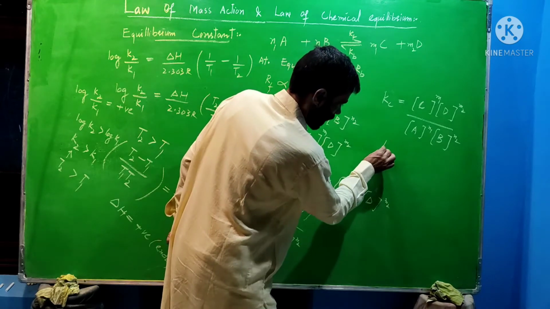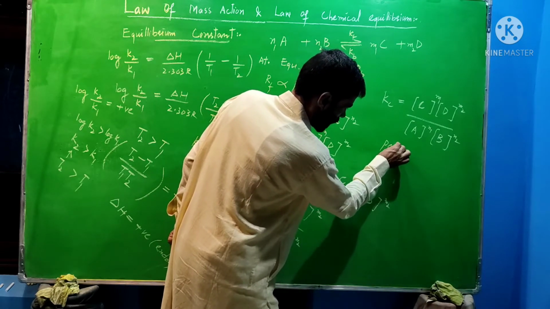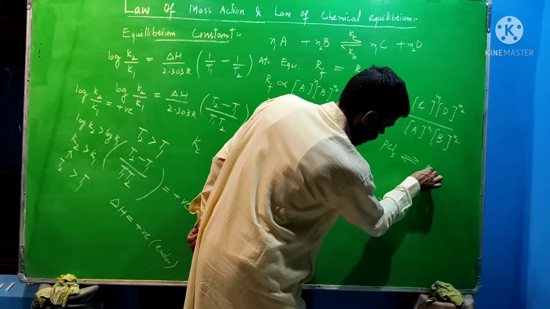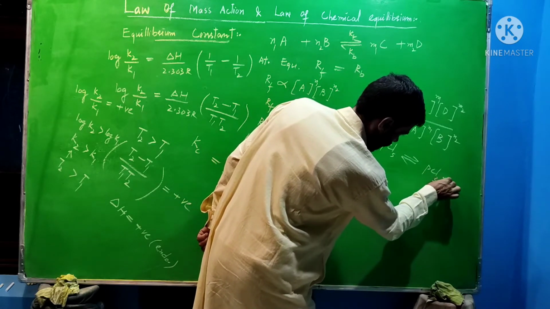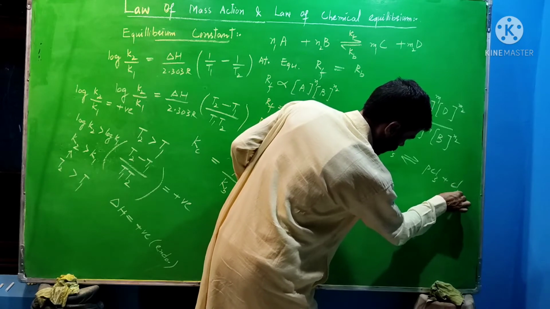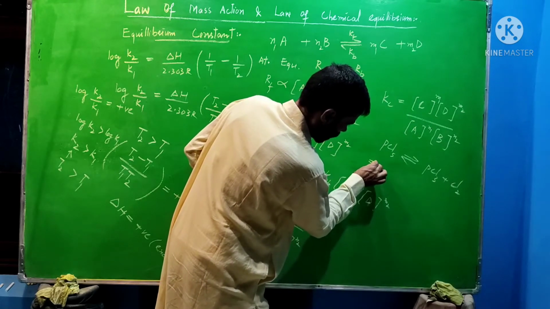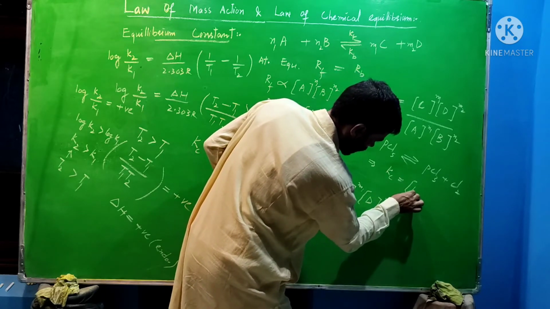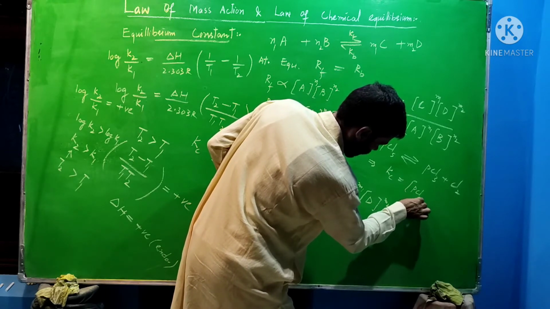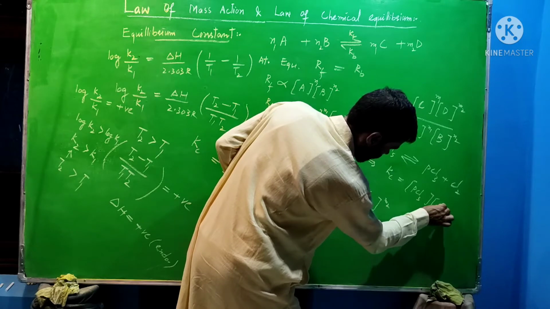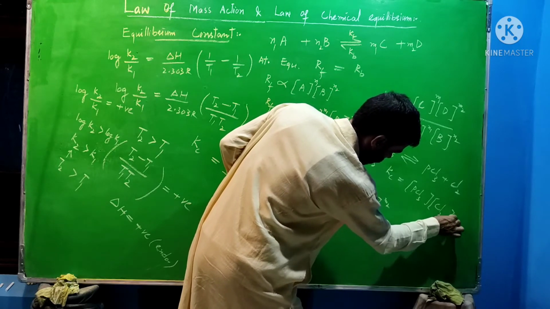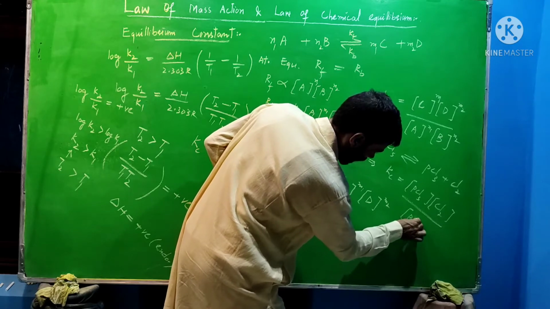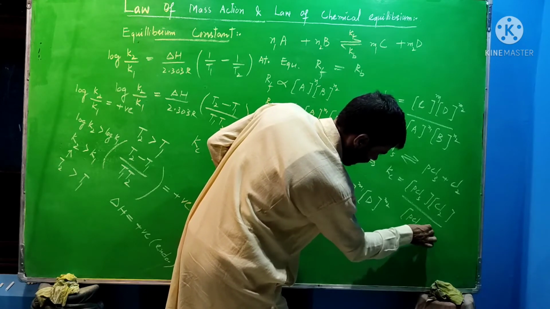Let us take this example. For example, we have PCl5 that dissociates into PCl3 plus Cl2. Now we will take the equilibrium constant, then Kc is equal to the concentration of PCl3 into the concentration of Cl2. After that we will divide this by the concentration of the reactant PCl5.